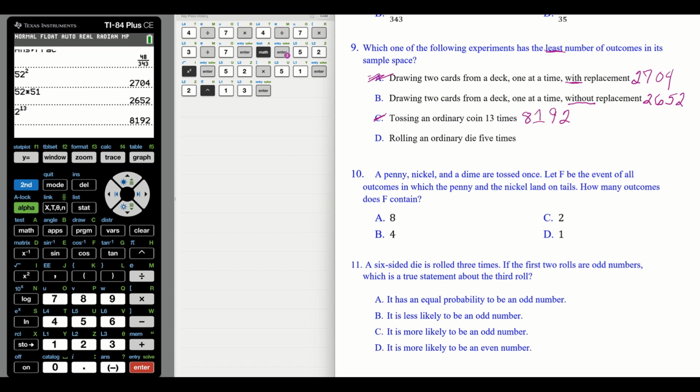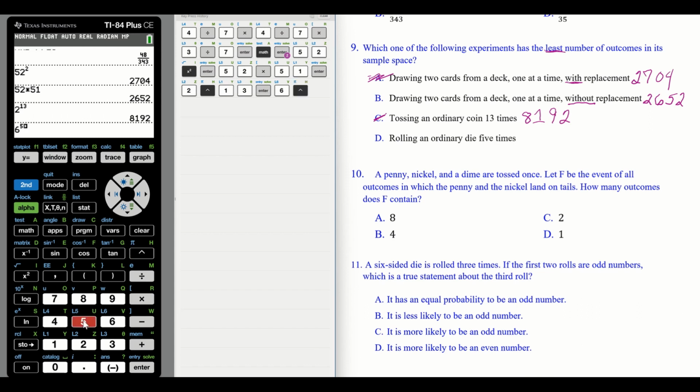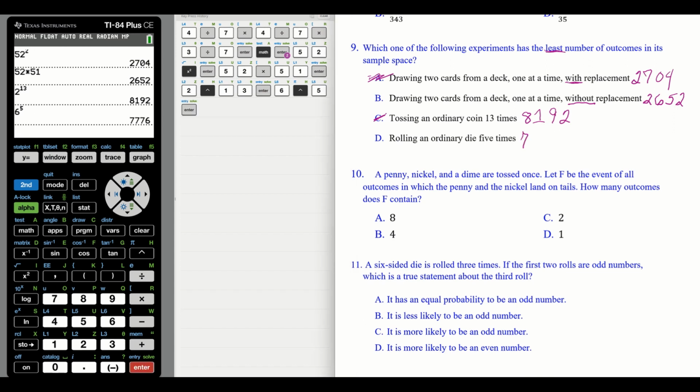Let's look at D. Rolling an ordinary die 5 times. Well, the total outcomes of an ordinary die is 6. So 5 times means 6 caret to the 5th power, enter, and that is 7,776. Still more than B, so B is our final answer.